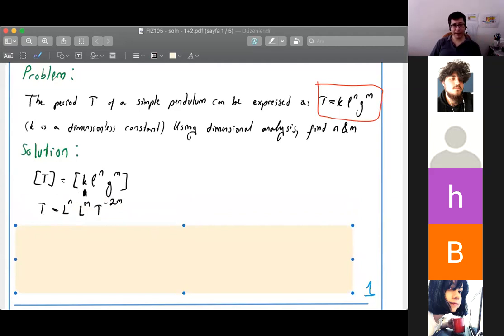So don't be confused. In here, K is a dimensionless constant. So it has no dimension. It just disappears. We don't care about it. L is the length of the pendulum, okay? So its dimension is, of course, length. Its dimension is length, right here. See, this L to the N is the dimension of this L to the N. And G is acceleration. Its unit is meter per second square. So its dimension is length divided by time square, okay? And it had this exponent, M. Then the dimension of G to the M is L to the M times T to the minus 2M.